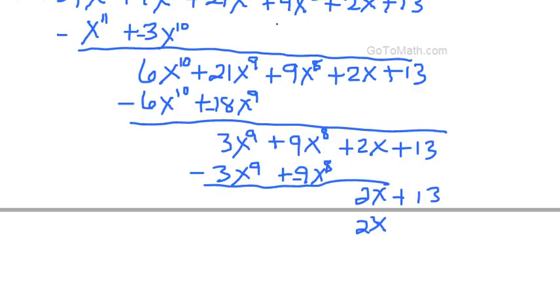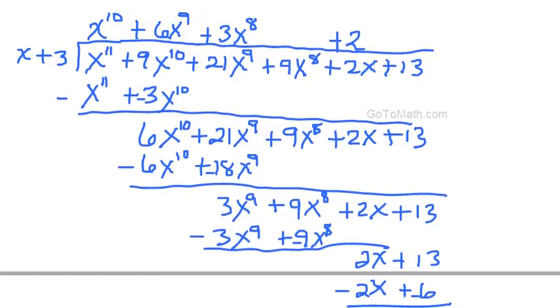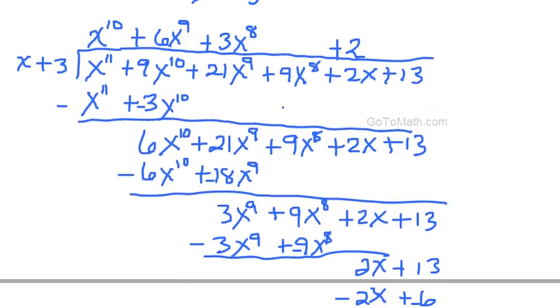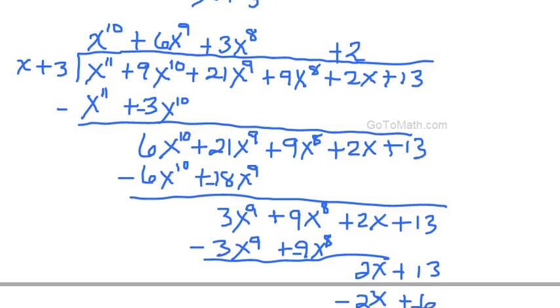Tell me what this is going to turn out to be. And then 6 minus, that's going to be 3, 4, 4 is 7, right? Trying to get everything on the screen here. Okay, it looks like x to the 10th plus 6x to the 9th plus 3x to the 8th plus 2 plus, and then it'll be 7 over x plus 3.